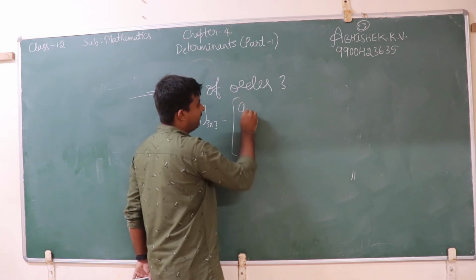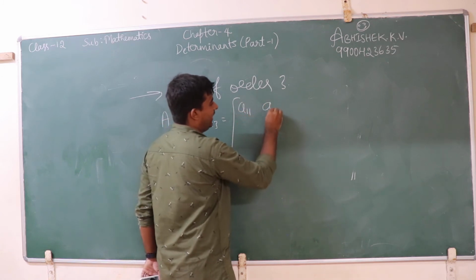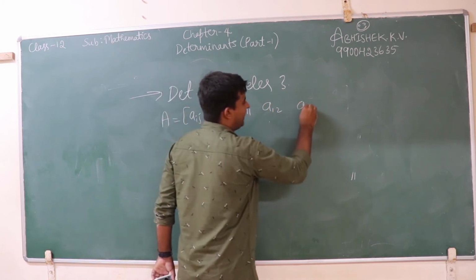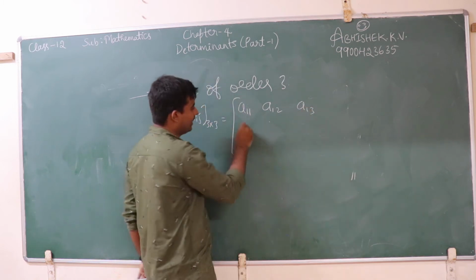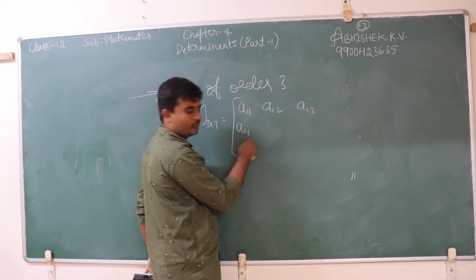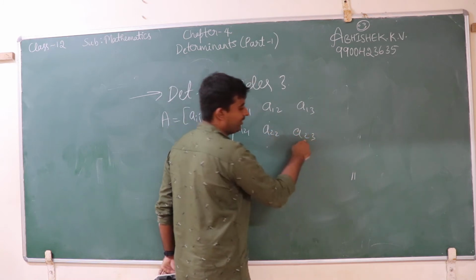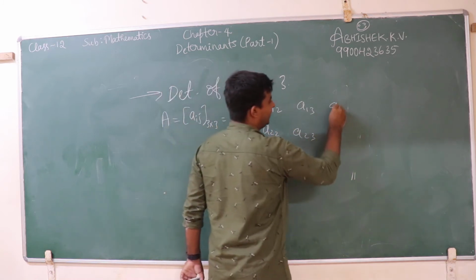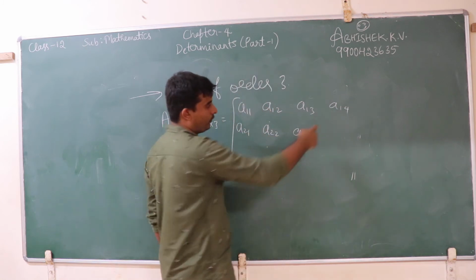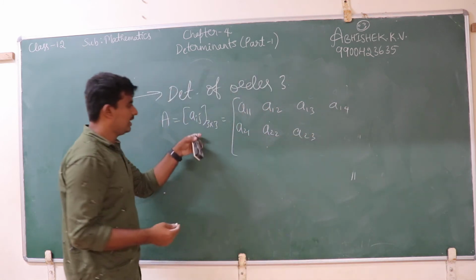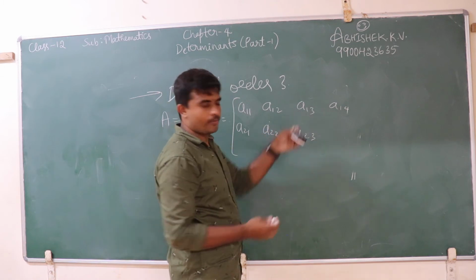That is A11, first row, first column. A12, first row, second column. A13, first row, third column. A21, second row, first column. A22, second row, second column. A23, second row, third column. Is it possible to write A14? No. Why? First row, fourth column. We need only 3 cross 3, so we should stop here.